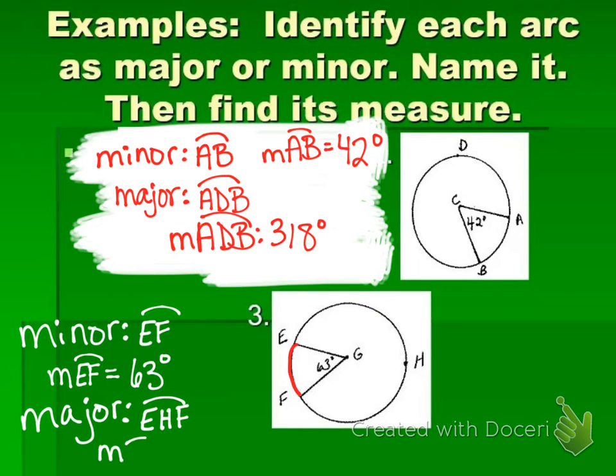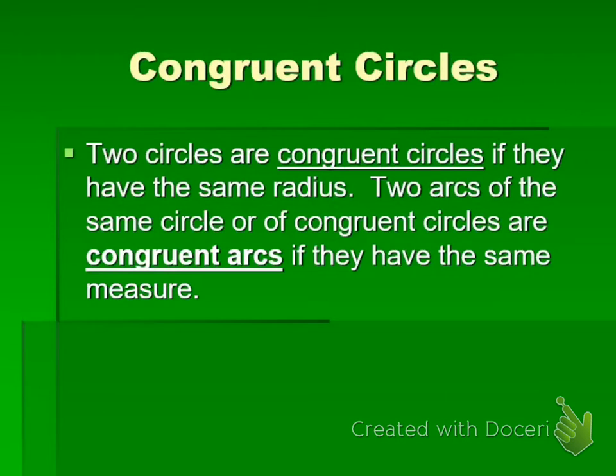So then we also have to be able to find the measure of that arc. Do we agree with 297 degrees? Yes. We should. We take 360 and take away 63. We'd end up with 297.